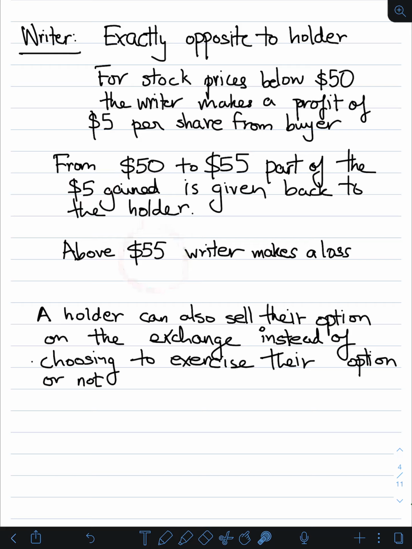So now what options does the holder have in addition to choosing whether to exercise the option or not? There's a third sort of choice that the holder can make once they hold that option, which is to sell their option on the exchange. And later we're going to show that selling the option on the exchange for an American option might actually make sense.